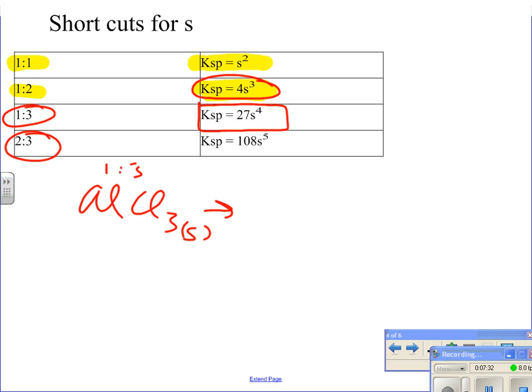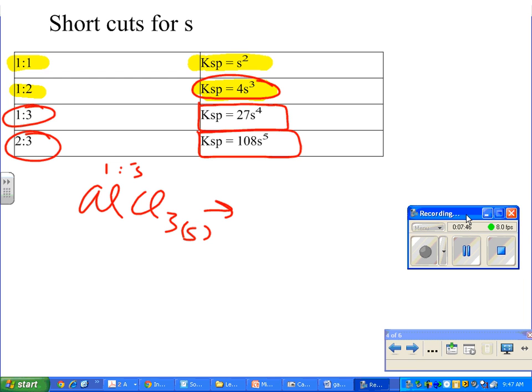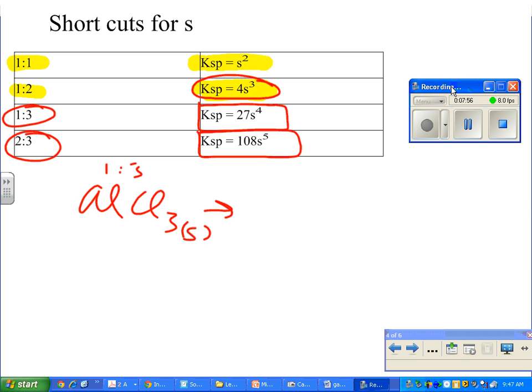Finally, if you had something that was a 2-to-3 ratio, very rare, but if you did have a 2-to-3 ratio, Ksp is equal to 108 S to the 5th. I would jot all those down on your guided notes. Those are quick little ways to solve. So when it asks you to solve for solubility, it's asking you to find S. You could almost use a shortcut, except if it was the AP exam, you would have to actually sit and do an ICE table. All right, go ahead and complete the problems for homework 16-2. You should be good to go.